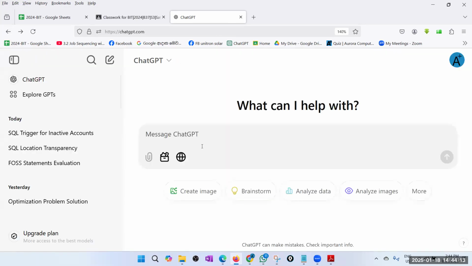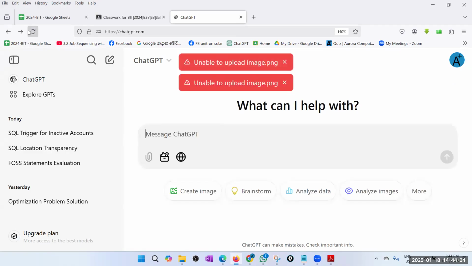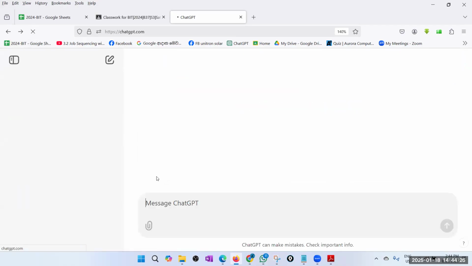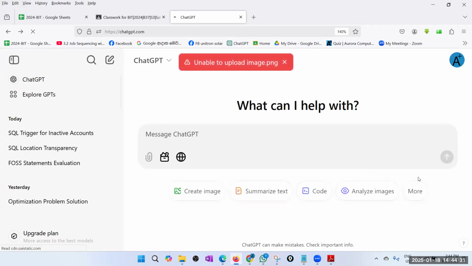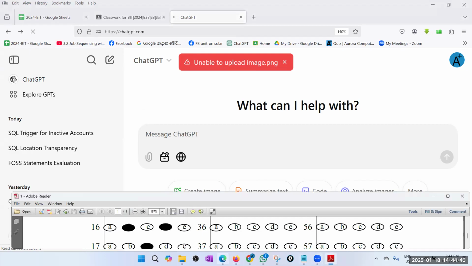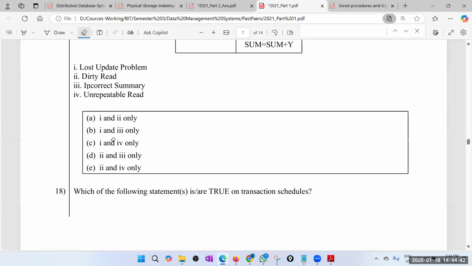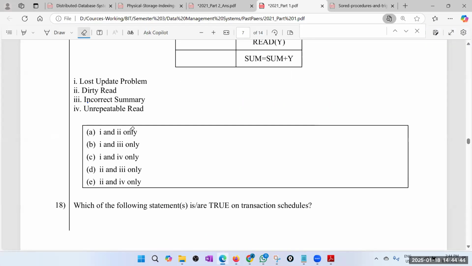So then what is 1 and 3 only? නෑ ගියා. ඒක ළඟ update කරන්න දෙන්නේ නැහැ දෙක. Right, anyway, 1 and 3 only කියලා තමයි ආවේ නම්. Which one is 1 and 3 only? 1 and 3 only is B.